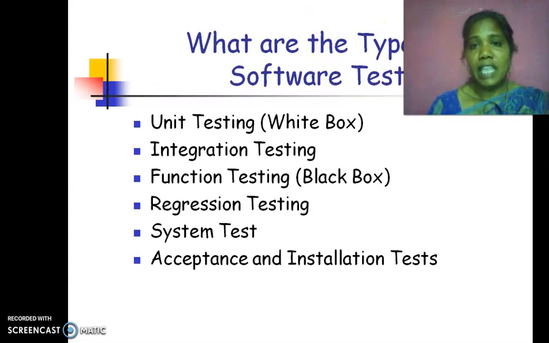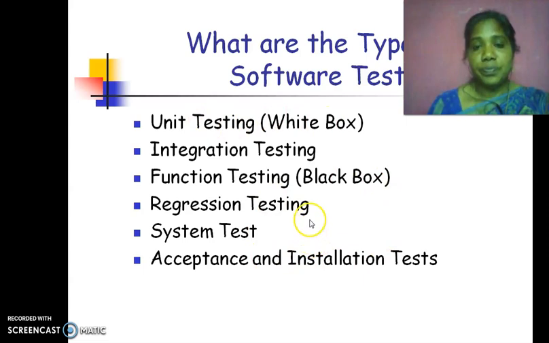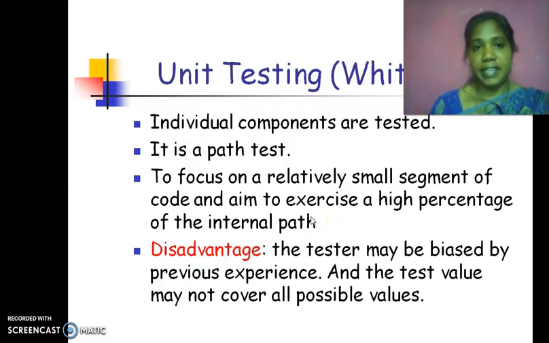Then what are the types of software tests? They are unit testing, integration testing, function testing, regression testing, system test, and acceptance and installation testing. Basically there are two types of testing: one is white box testing and the other is black box testing. White box testing is conducted on the developer side. That means it is unit testing. So each one can be defined one by one.